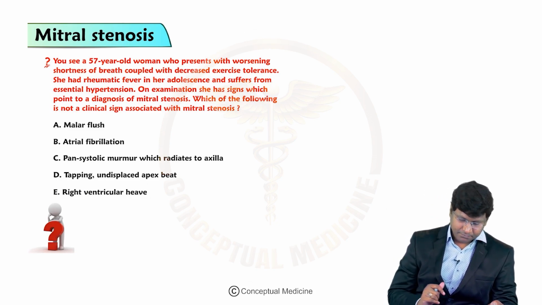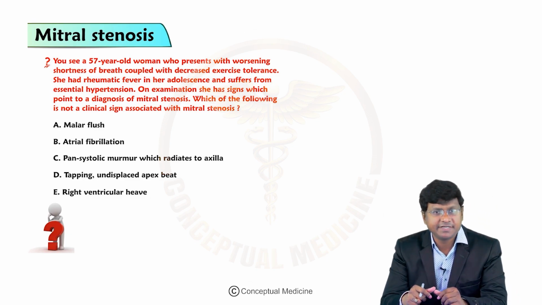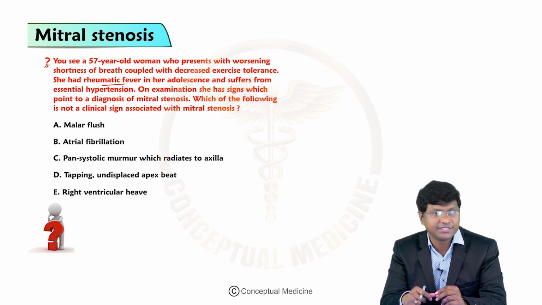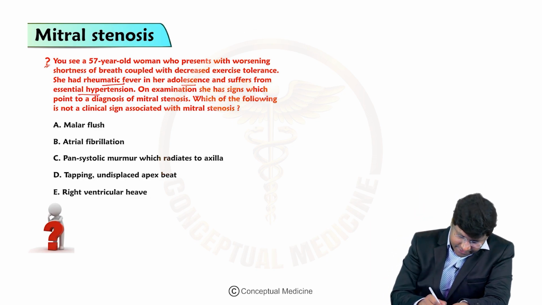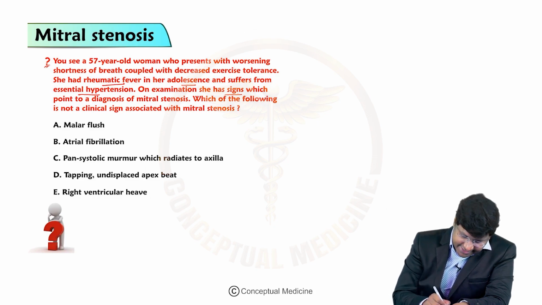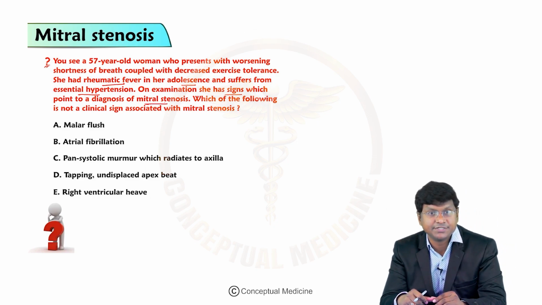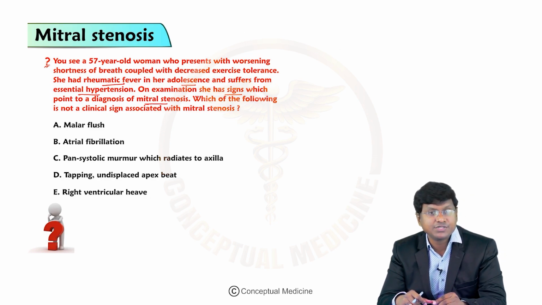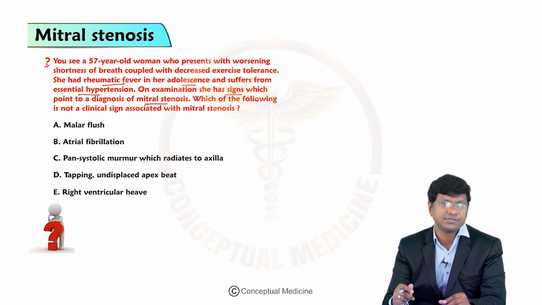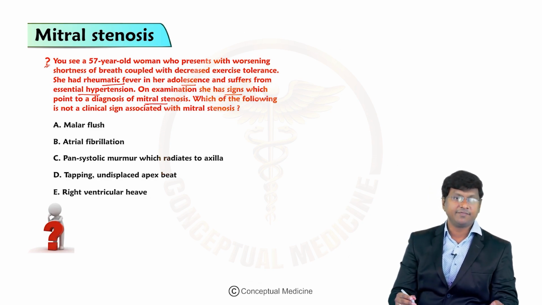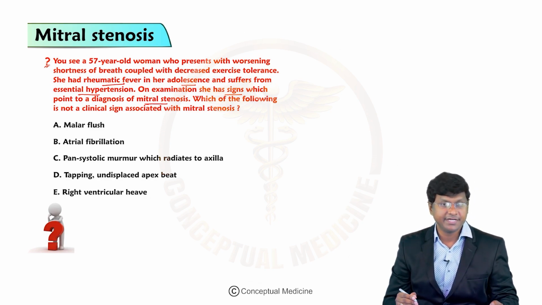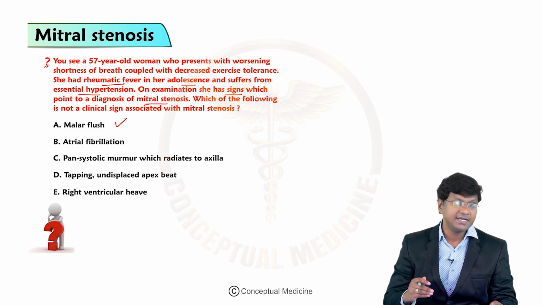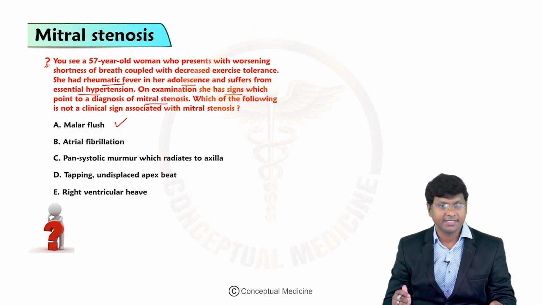Next, another question: you have seen a 57-year-old woman who presents with worsening shortness of breath coupled with decreased exercise tolerance. She had rheumatic fever in her adolescence and suffers from essential hypertension. On examination, she has signs which point to a diagnosis of mitral stenosis. Which of the following is not a clinical sign associated with mitral stenosis? Malar flush, atrial fibrillation, pansystolic murmur which radiates to axilla, tapping, undisplaced apex beat, right ventricular heave.